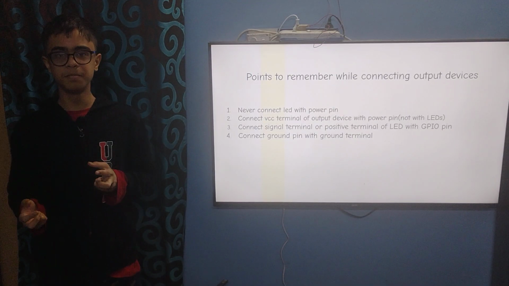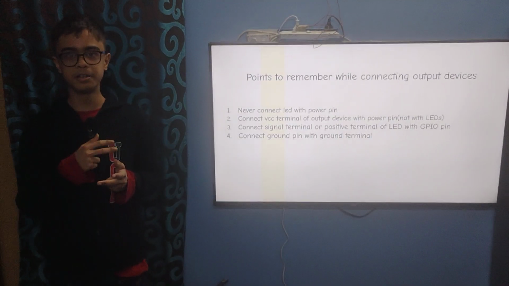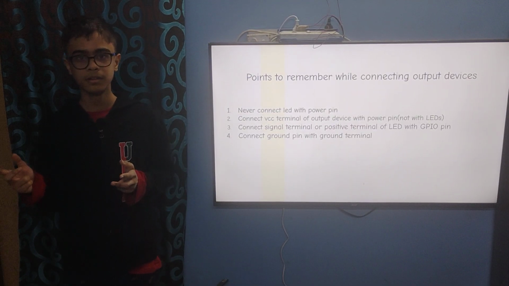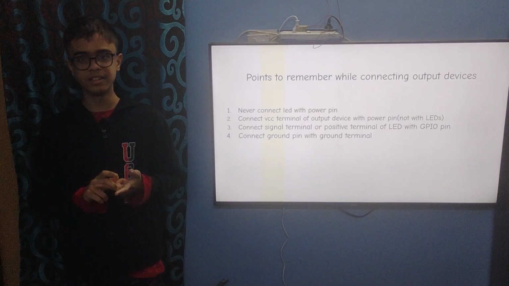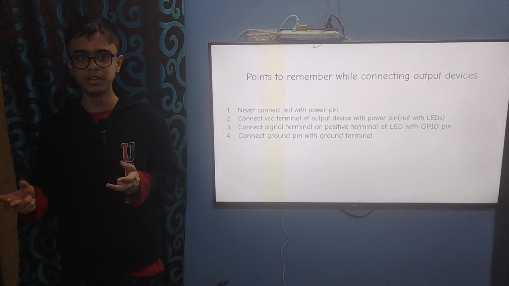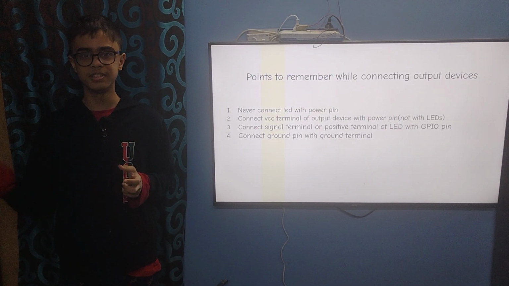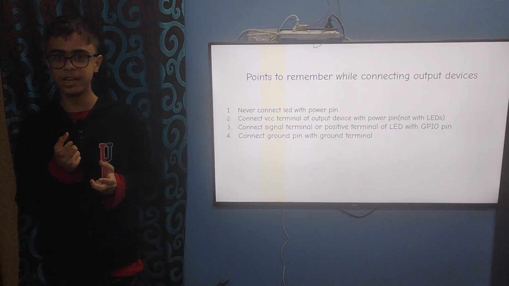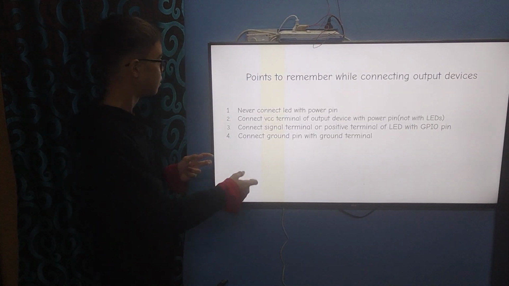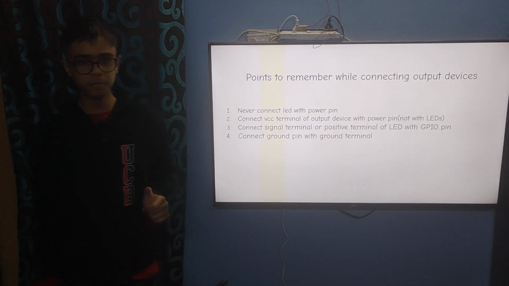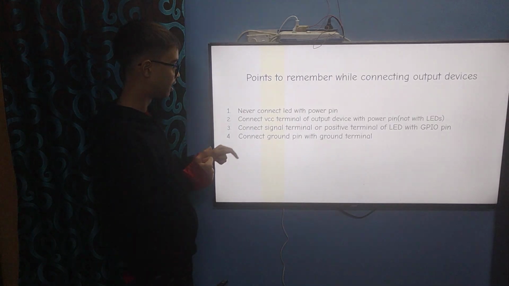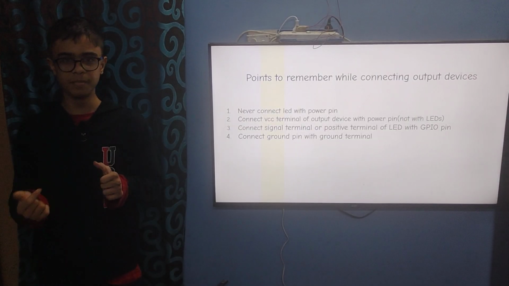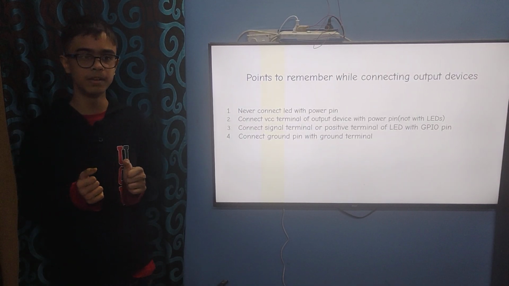Some output devices or input devices have a signal pin in which the signal is received or transmitted. So the signal terminal is basically the terminal which receives the electric current of the GPIO pins. And connect the ground pin with the ground terminal. The ground terminal is basically the negative terminal of the device.